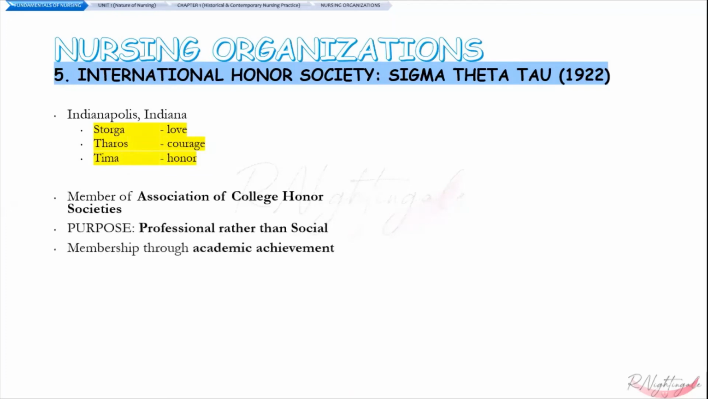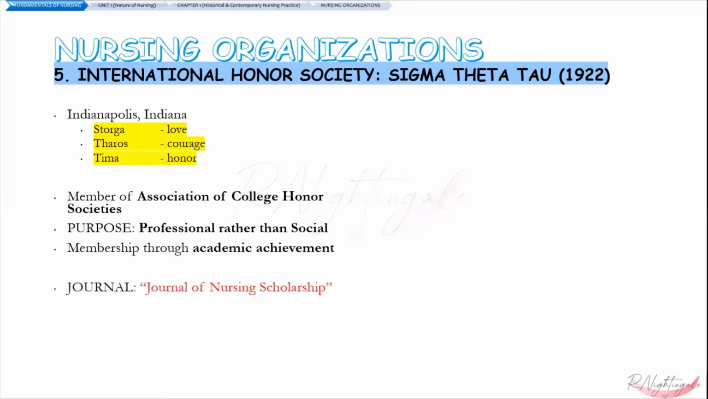Membership is attained through academic achievement, and students in baccalaureate programs in nursing and nurses in master's, doctoral, and postdoctoral programs are eligible to be selected for membership. Potential members who hold a minimum of a bachelor's degree and have demonstrated achievement in nursing can apply for membership as a nurse leader in the community.